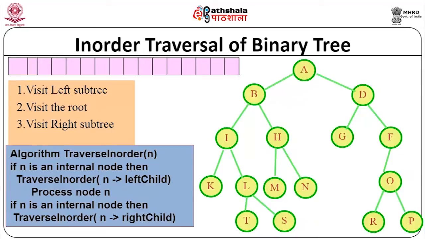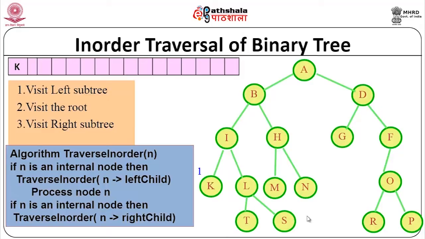So, now let us go to the next. We are going to do the inorder traversal. When we are doing the inorder traversal of a binary tree, we have to visit the left subtree first, then process the node, and then visit the right subtree. So, the algorithm is that if n is an internal node, then traverse inorder the left subtree, process the node n, and then traverse the right subtree. So, here I should not process A first; I have to process A's left subtree, which is rooted at B, so I have to process B's left subtree.